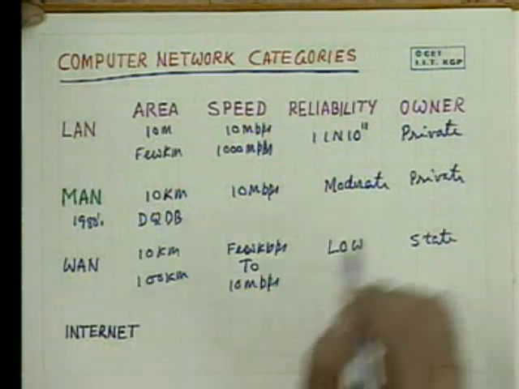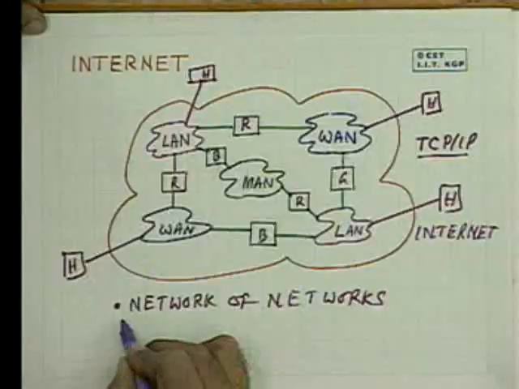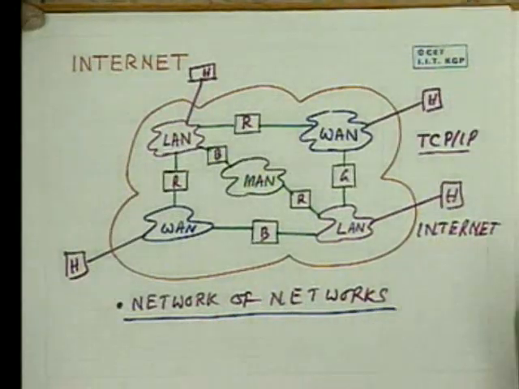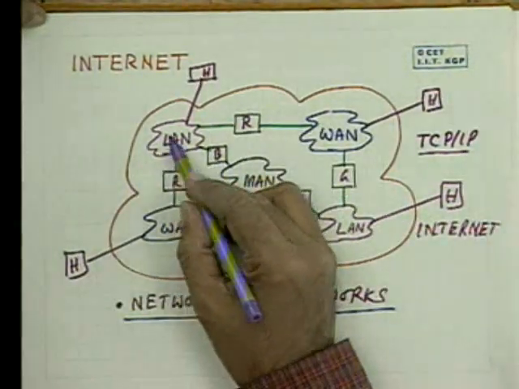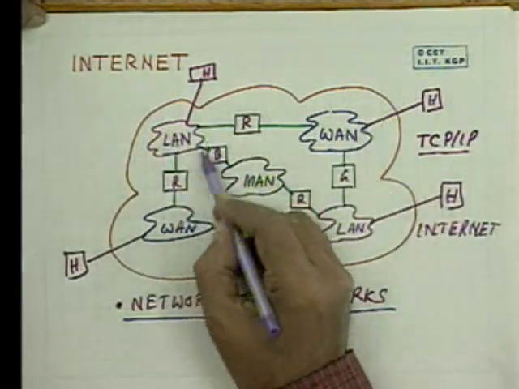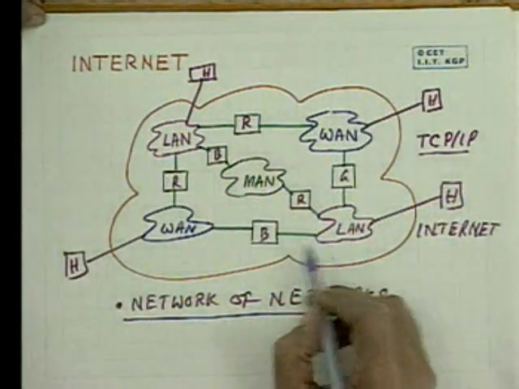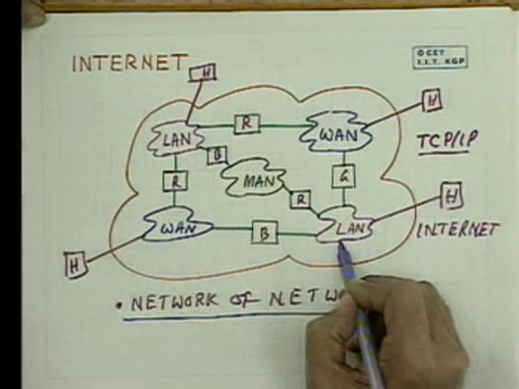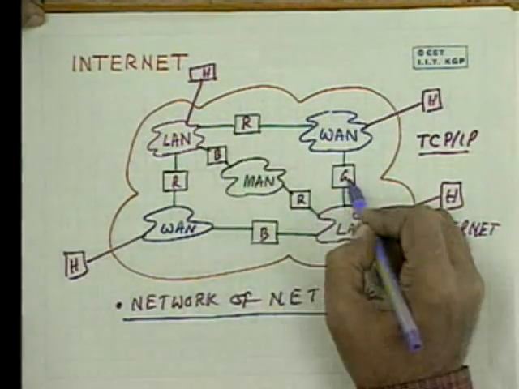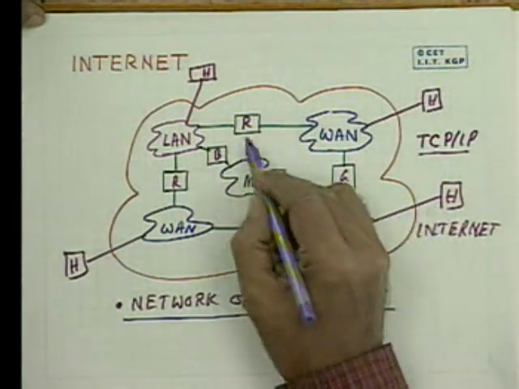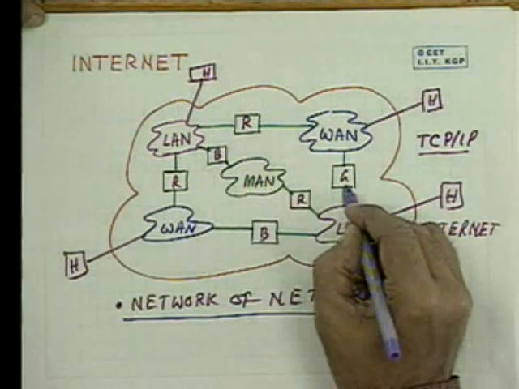This internet, which we are hearing nowadays quite often, is not really a new networking technology. Internet can be considered as a network of networks. Here you have got different types of networks like local area network, wide area network, local area network, which are connected by equipment like routers, bridges, and gateways.